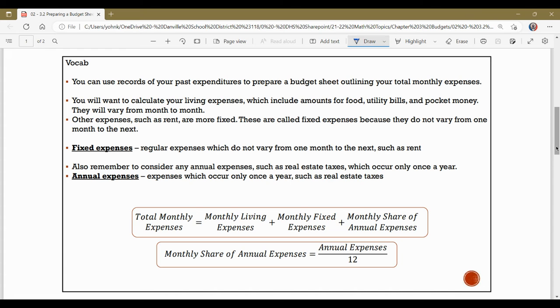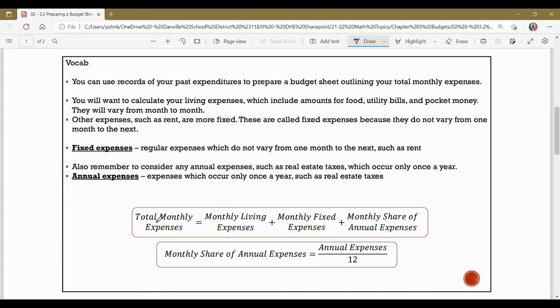Sometimes bills are the same from month to month. Sometimes bills are different from month to month. So if you have any bills that are the same every month, like car loans or mortgages or health insurance, those are called fixed expenses. And remember, there are also annual expenses. These are things that you only pay once a year, like real estate taxes or house insurance.